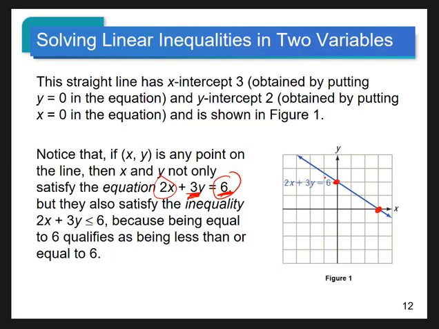Now, for the linear programming we're going to do, these are going to pretty much always be less than or equal to, greater than or equal to. So it's going to be a solid line. But recall, if it was strictly less than, we'd have to make a dotted line because the points on the line technically don't make the inequality true. Here, though, because it's less than or equal to, the points that are on the line are equal to 6. So that is still true since it's less than or equal to.